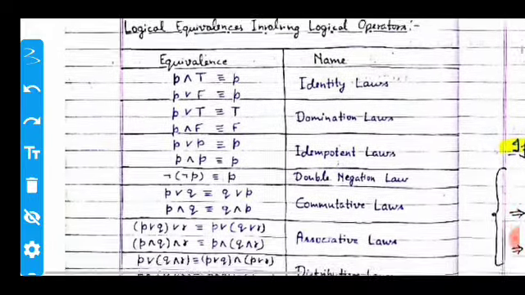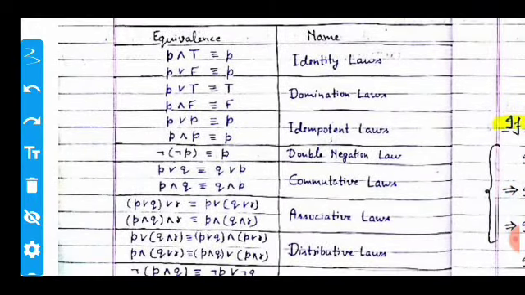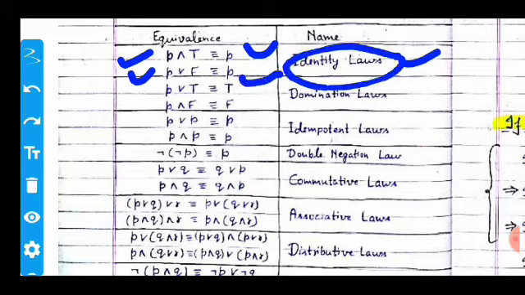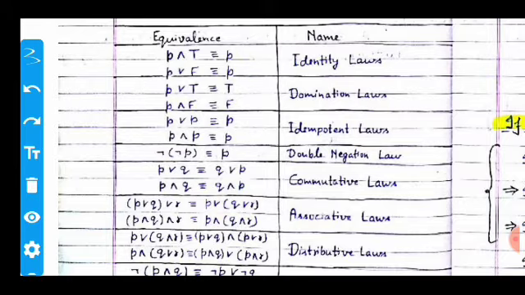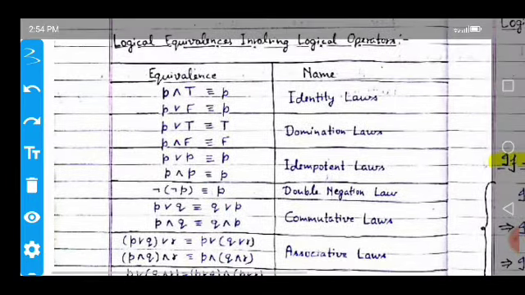Now come to the logical equivalences and their names. The first one represents P and T is logically equivalent to P. It is called the identity law, and P or F is logically equivalent to P, which also represents the identity law. It is so because the values of the two statements depend on the value of P.